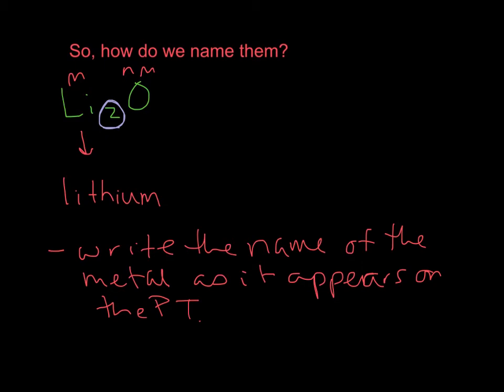Now, the next one. And we don't worry about this 2 right here. The reason we don't worry about this 2 is because that came from our crisscross rule, and we'll go over this in just a second, but you don't worry about that 2.